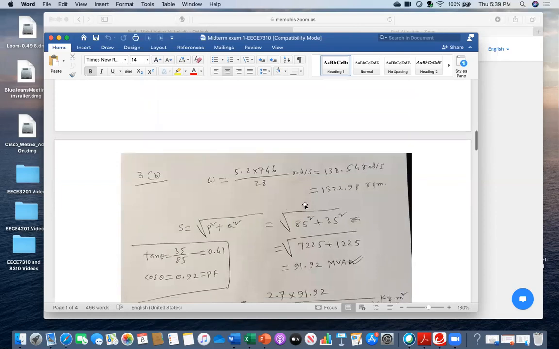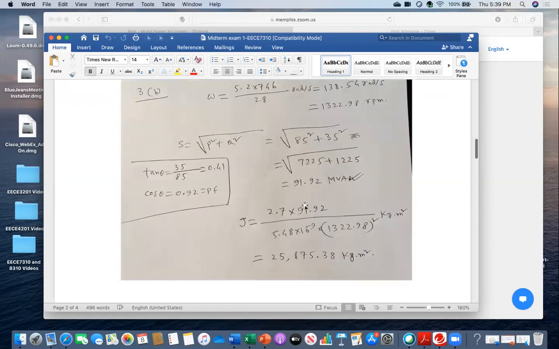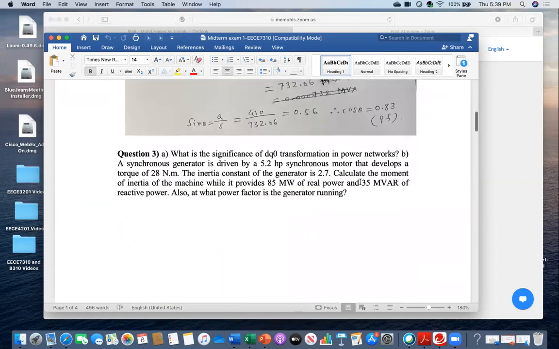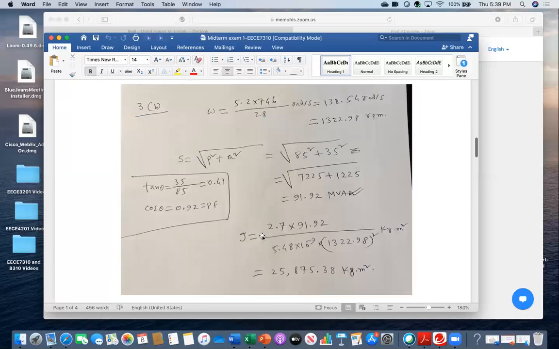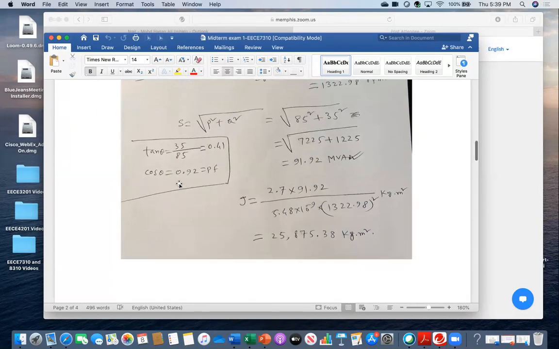So here is the solution. I think here there were two questions. Calculate the moment of inertia. So you have to find out J, that is one thing, as well as at what power factor the generator is running. So moment of inertia, J value should be 25,875.38 kg meter square approximately. And power factor value should be approximately 0.92.